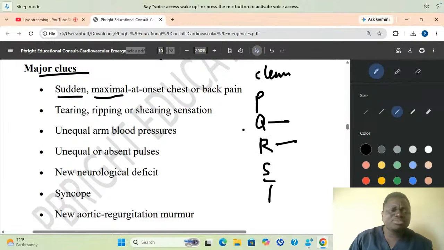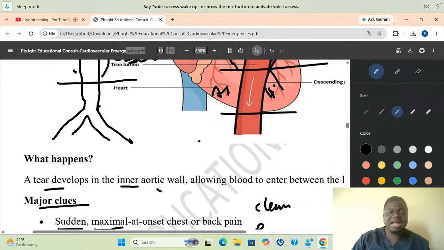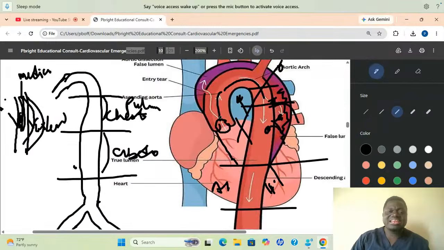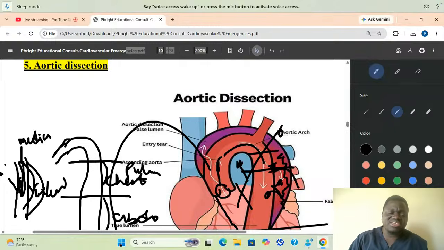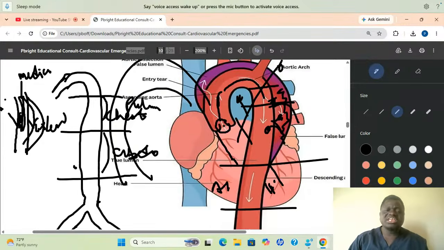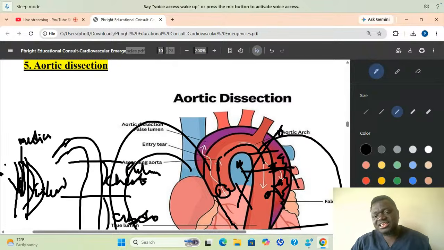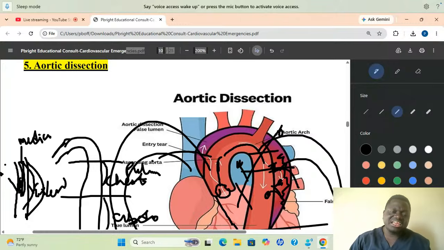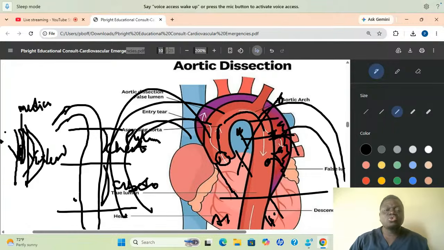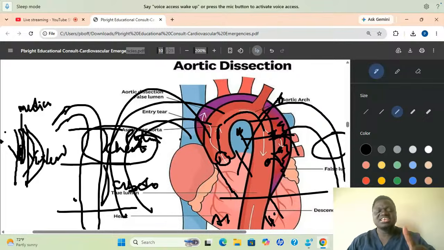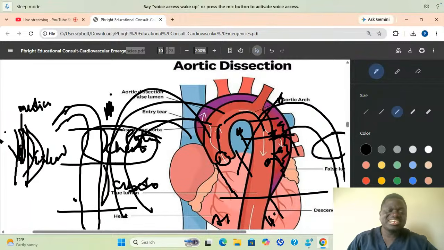You check your blood pressures. Remember, you check your blood pressure. Where does the aorta curve? Does the aorta curve to the right side of the patient? No, the aorta curves to the left side. Remember, there is a branch here that supplies the left hand, and there is a branch here that supplies the right hand. So as a nurse, I must check the blood pressure of this hand and of this hand. You will realize that the blood pressure of the right hand will be higher than the blood pressure of the left hand.